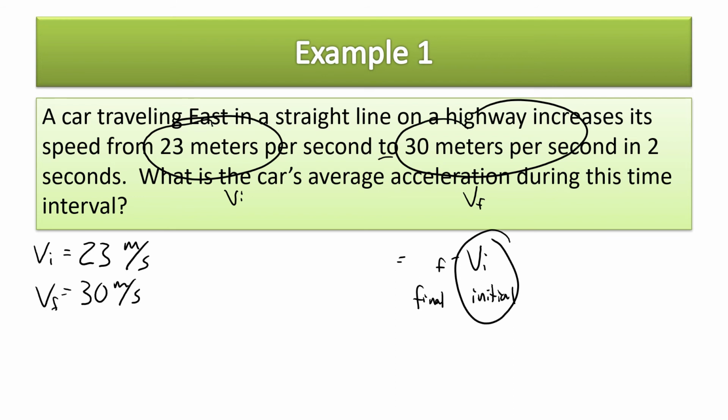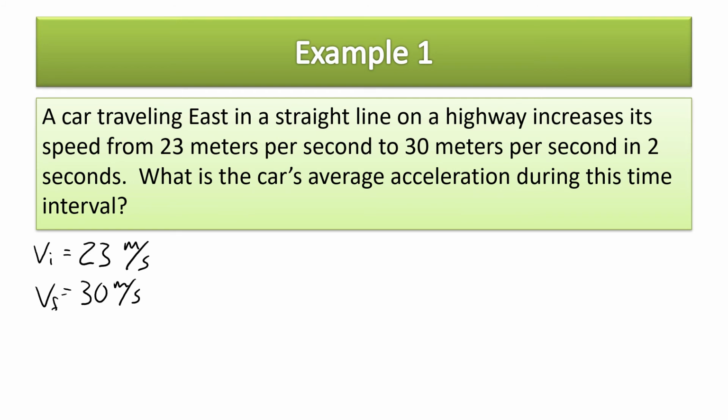So we would make our subscripts like that. The subscripts are very important. Now they also tell us a time, 2 seconds, so we could write t is equal to 2 seconds. And what is the unknown information? It says, what is the car's average acceleration? So we're looking for a. So we have our givens, we have our unknown.